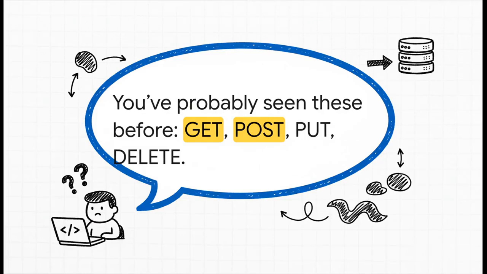Oh yeah, you've definitely seen these words floating around, right? Especially if you've ever poked around an API or looked at developer tools. They seem simple, but honestly, they can be the source of so much confusion. What are they actually telling a server to do?